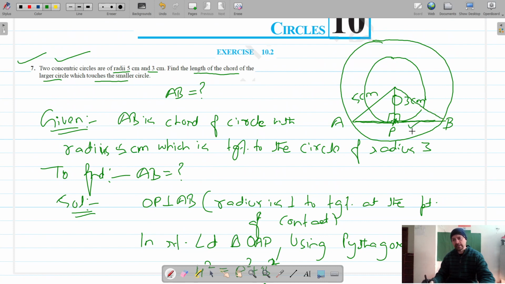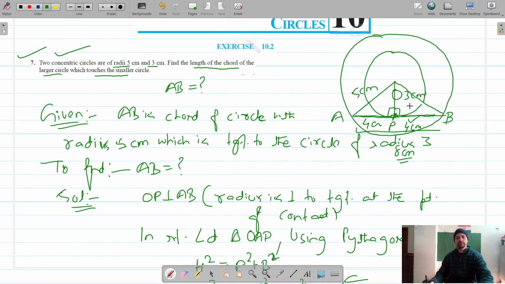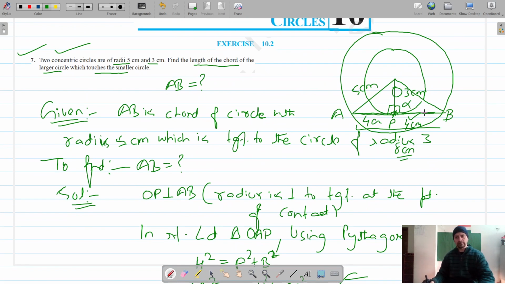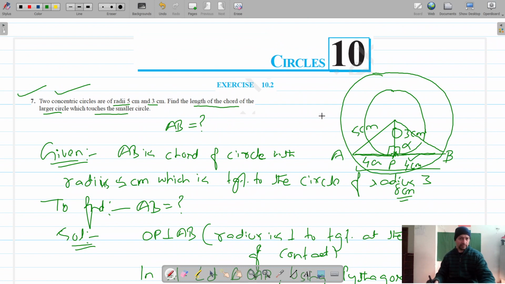Or you can also use the same Pythagoras theorem on the other side. That will also give us the length of PB as 4 centimeters. So 4 plus 4 will make 8 centimeters. So you can use either way, either use the concept that the perpendicular from the center bisects the chord, or use the same Pythagoras theorem on the triangle OPB. That will give you exactly the same answer.